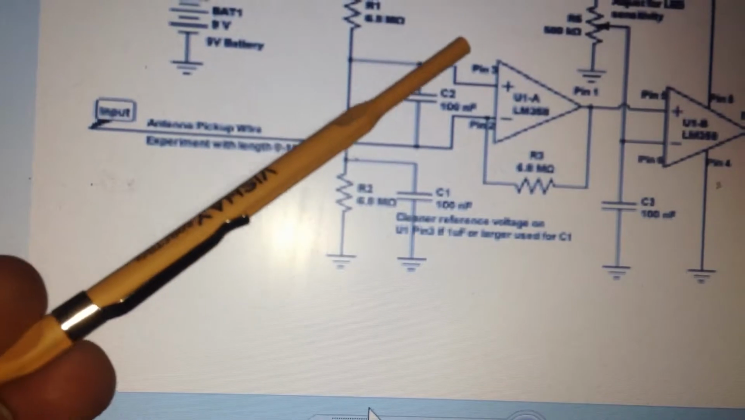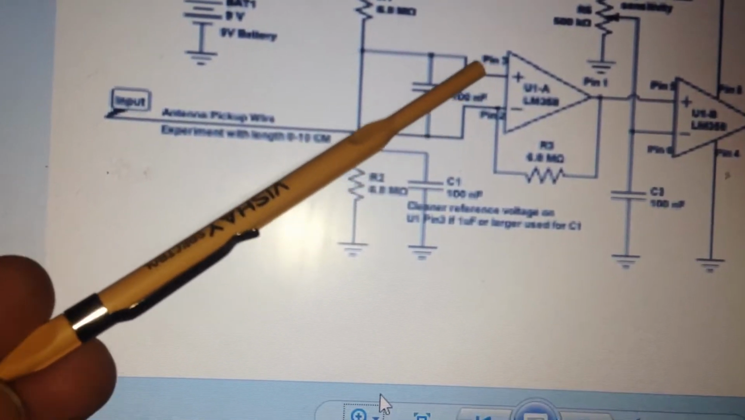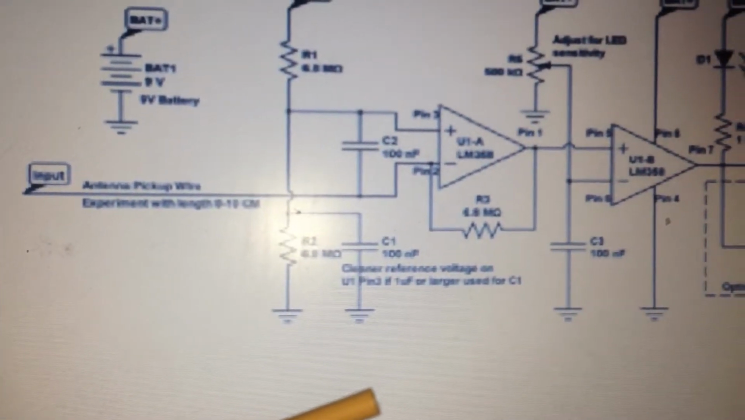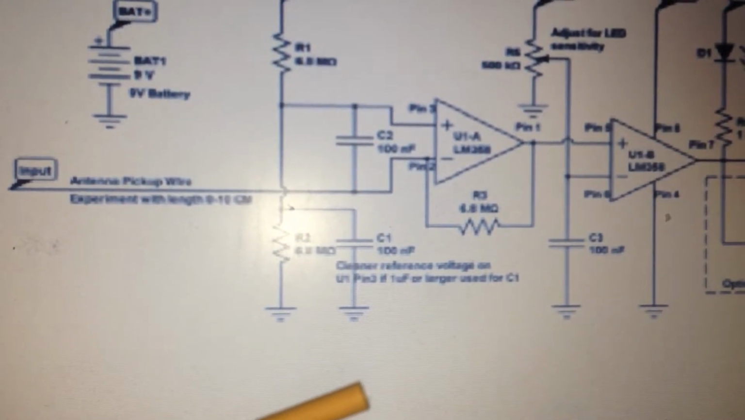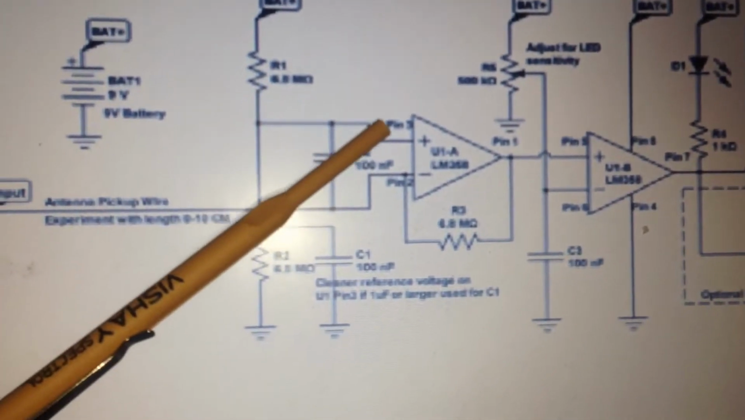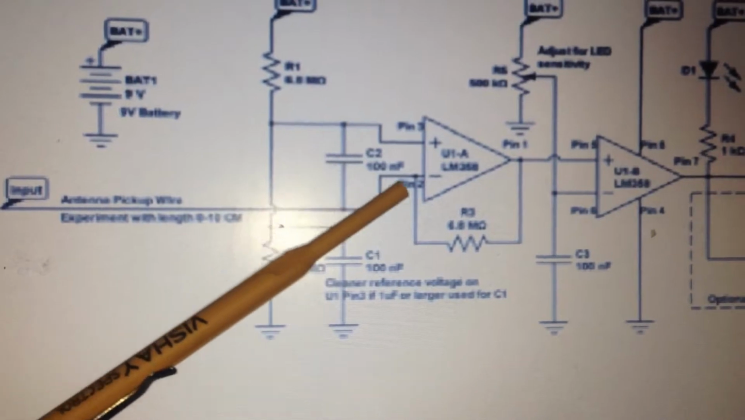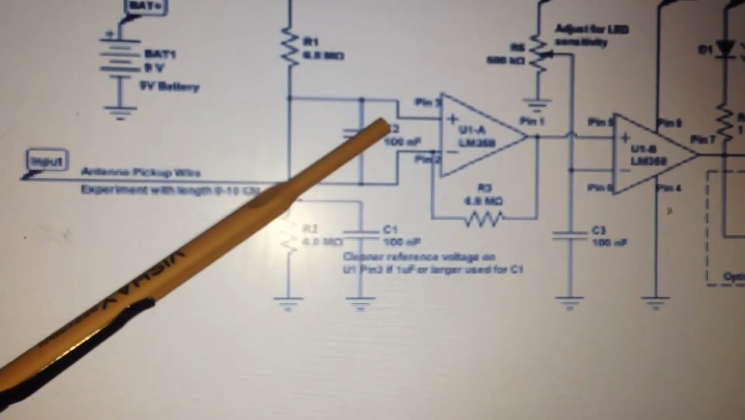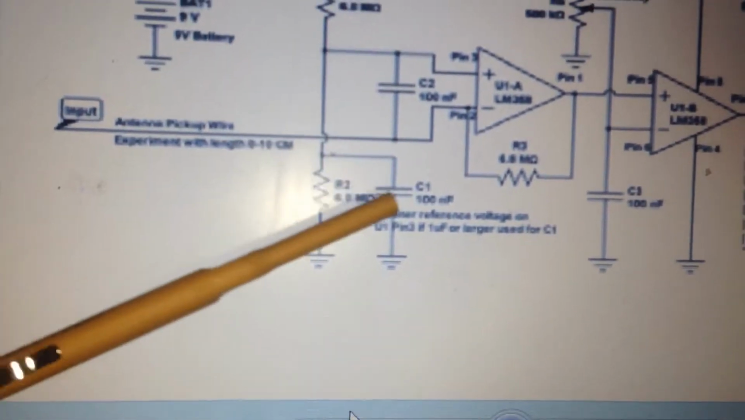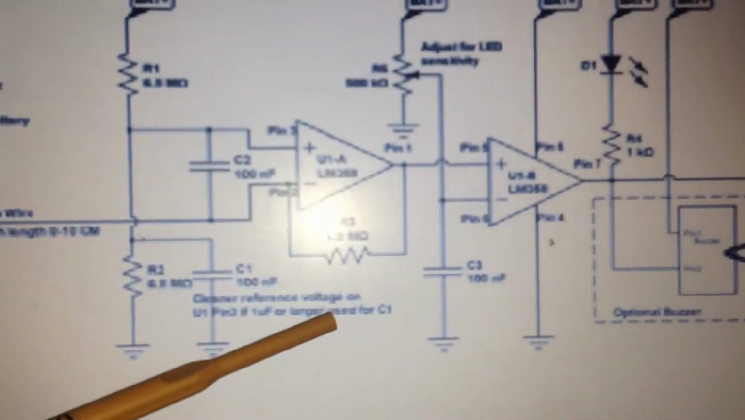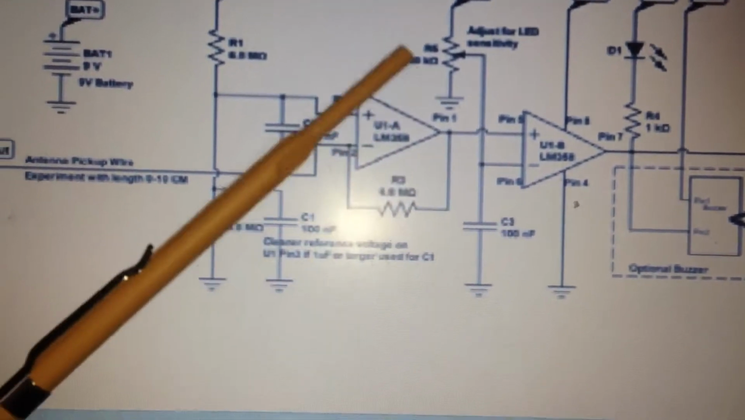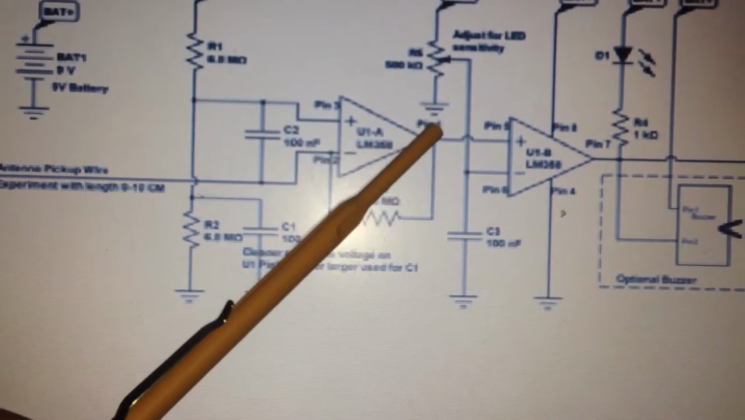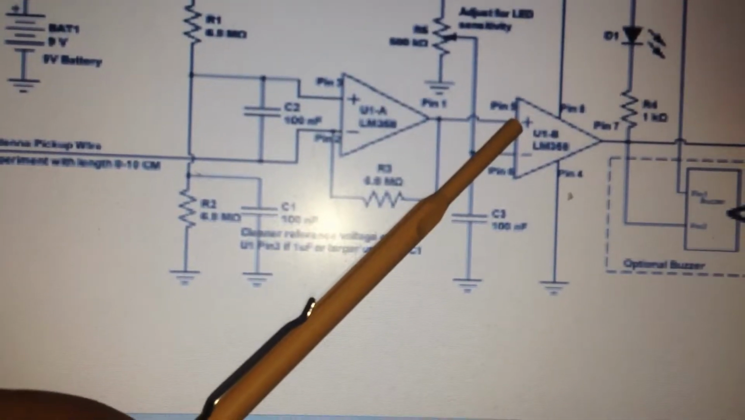And just the thing that we have from positive and negative operational amplifier input for positive and negative is 100 nanofarad capacitors. And the second part of the operational amplifier is the connection from pin 1 and pin 5.